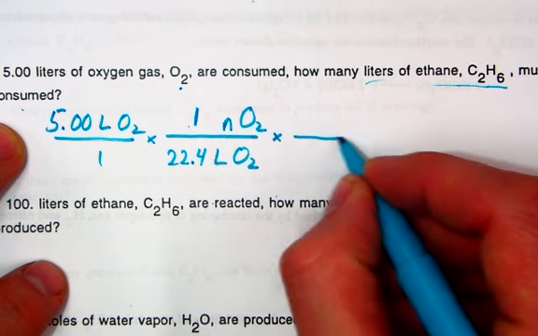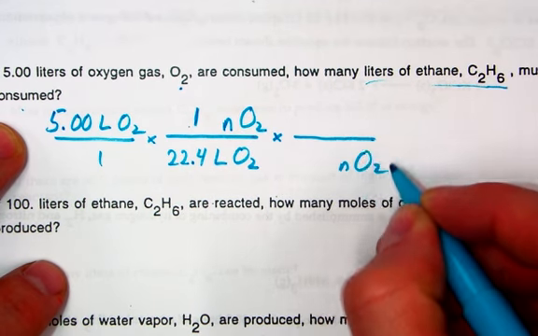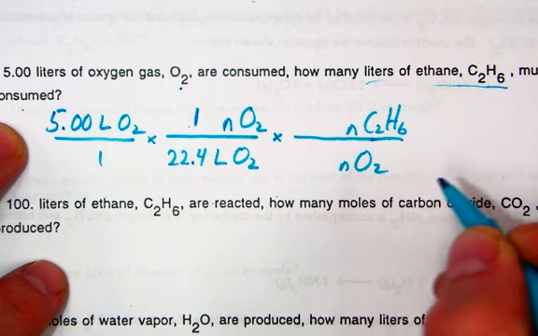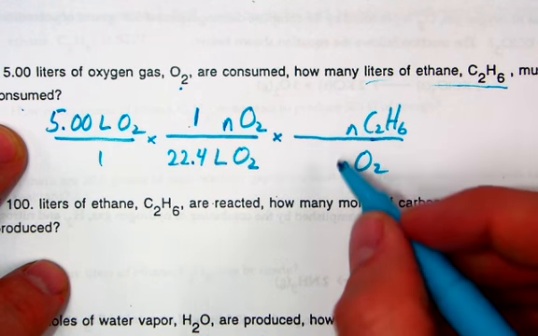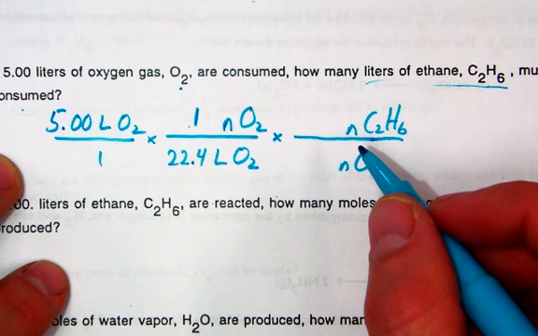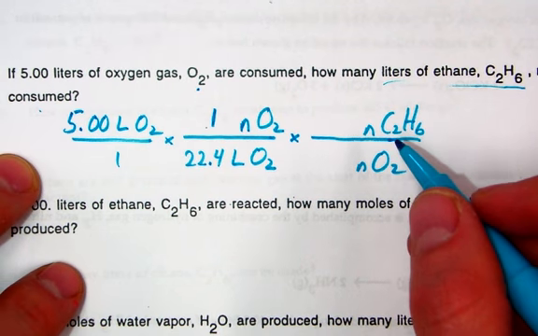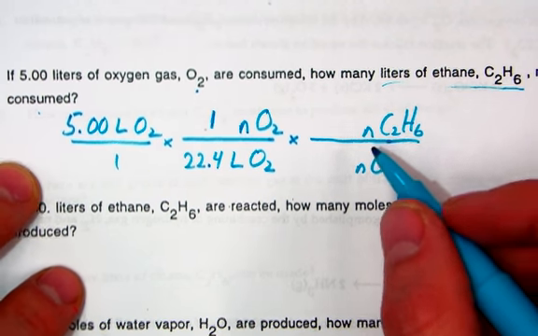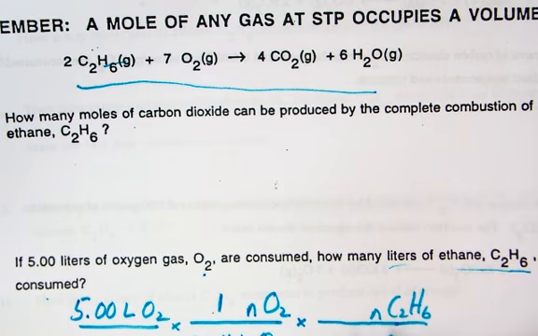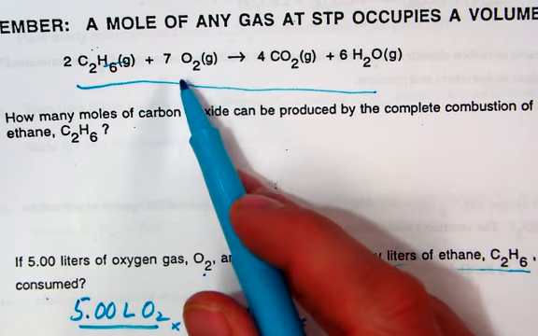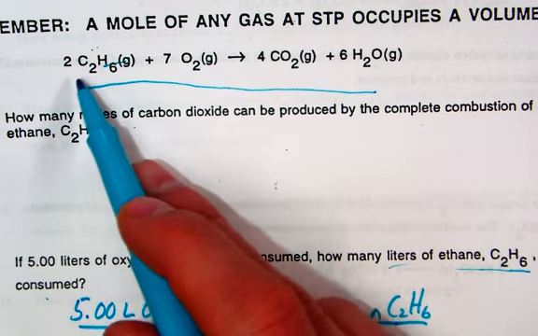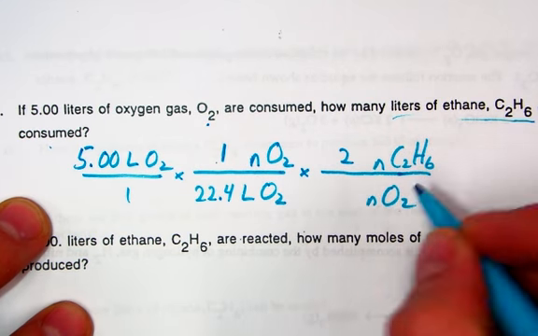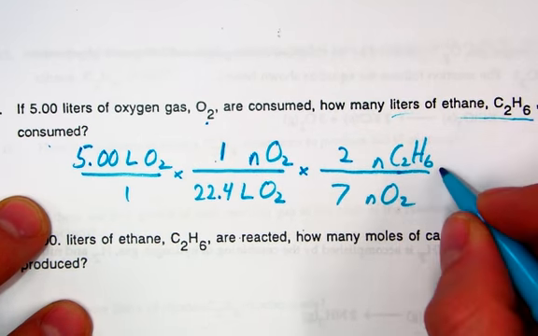times, and then you're going to go from moles of oxygen to moles of ethane, C2H6. If you have moles on top of moles, well, some of you remember what you're supposed to do, and it doesn't. You're not supposed to cover your eyes. You're supposed to use the coefficients from the balanced equation. So you go back up here and you see 7 for oxygen, 2 for ethane. So I'm going to put the 2 here for ethane, 7 for oxygen.